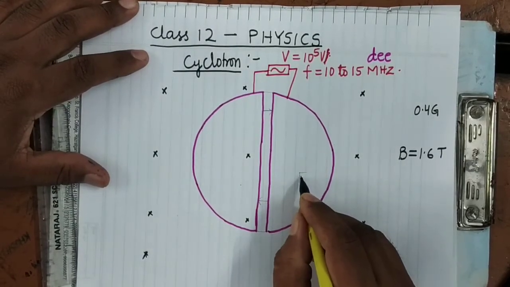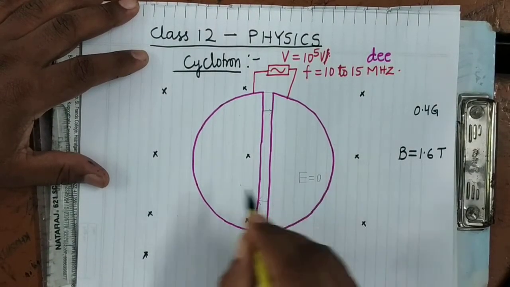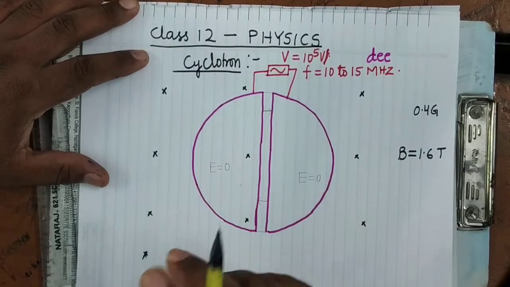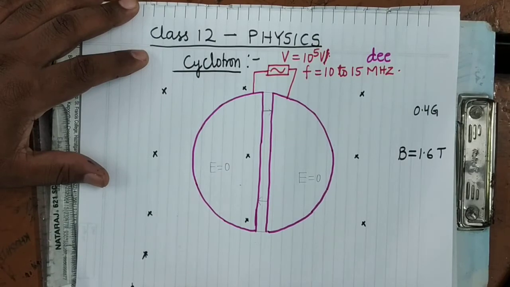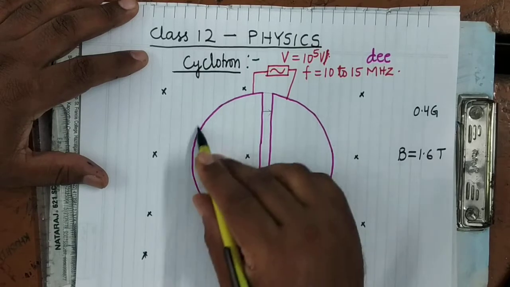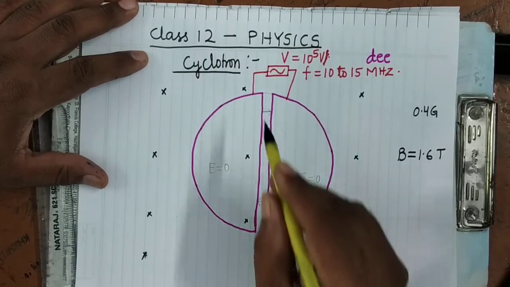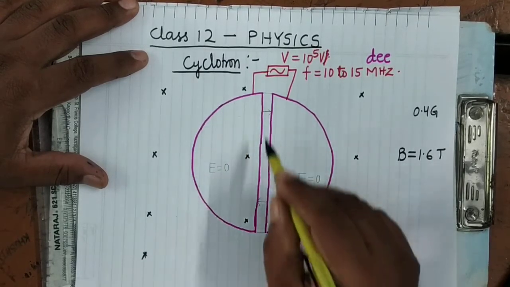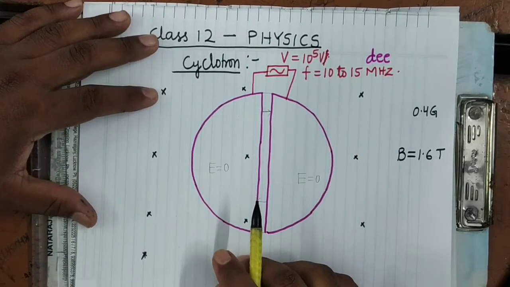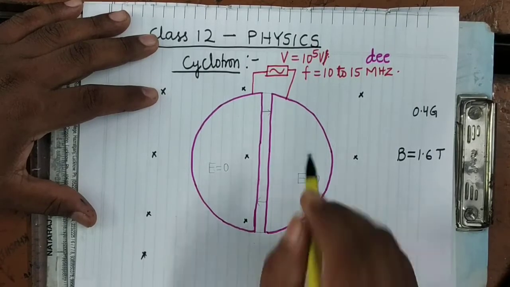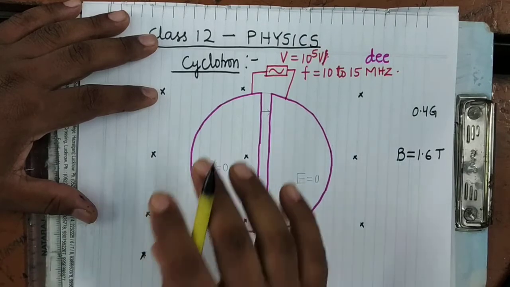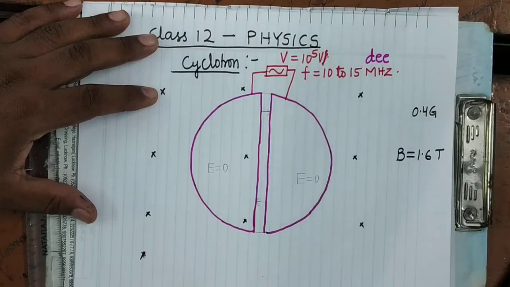Now there will be no electric field inside the dish. Why will there be no electric field inside the dish? Because as we know, when any metal conductor is placed in electric field, its surface becomes equipotential. There will be a uniform potential all over the surface, and when the surface becomes equipotential, there will be no electric field inside the dish, but there will be the magnetic field. Means inside the dish electric field does not act.